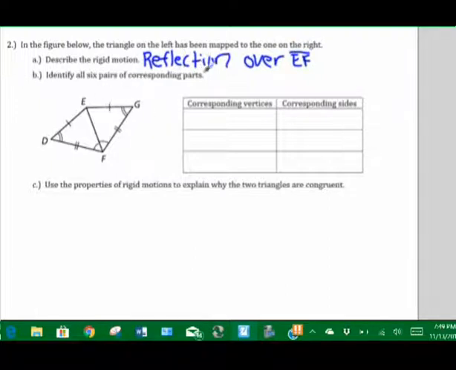Identify all 6 pairs of corresponding parts. Let's do the vertices first. Now, let's do the ones that are marked already, like the double marking at D and the double marking at G. So D is congruent to G. They're the same angle measure. So angle D is congruent to angle G.